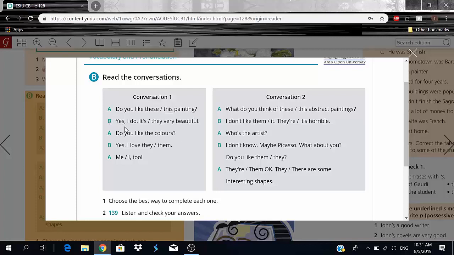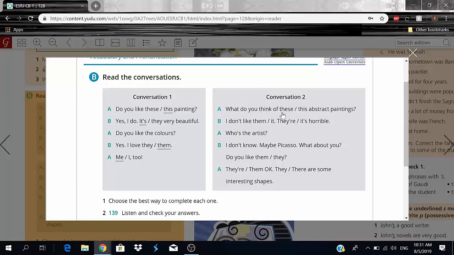B, yes I do. It's or they're very beautiful. Obviously, like I said, they is for multiple and it's for singular. So it's very beautiful. Do you like the colors? Yes, I love them. I don't say they, the objects. I love them. A, me. I don't say me, I. Don't ever say me, I. Say me too. Never me, I. Me too. Now let's go to conversation 2.